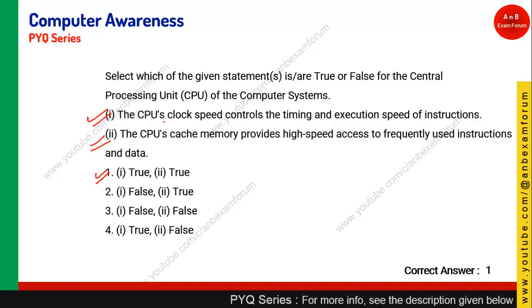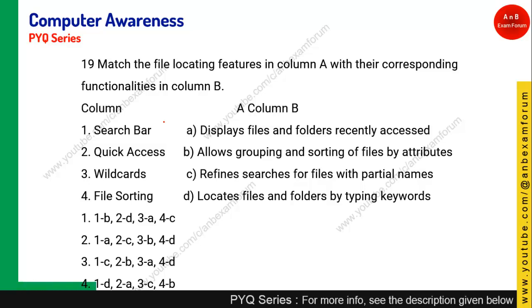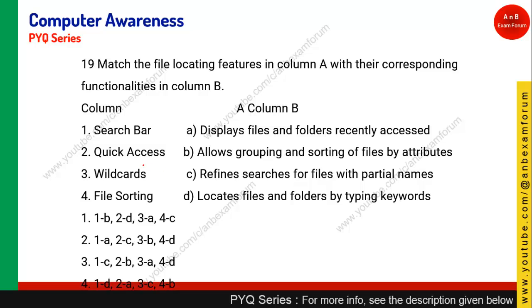Okay, let's see the 19th question, and again a very difficult one, but you can eliminate one by one. It is match the following. So search bar: with the search bar you are going to find the files in File Explorer. Basically you are searching the file. Searching means you are locating the files. So 2 with the D, if any option has 2 with the D, so option A has 2 with the D. So you have your answer.